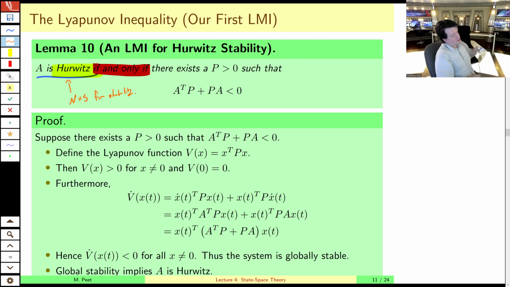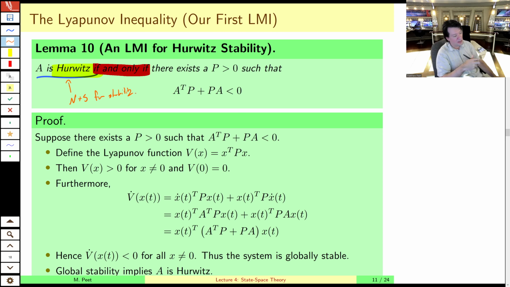Now, how do we prove this? And again, I don't concentrate too much on proofs in this course, because we're trying to do something useful. We're trying to set up these optimization problems. But why did I talk about Lyapunov functions if we don't use them? This is the simplest case of how the Lyapunov function allows us to translate a system property to an LMI. And so it's worth going through.